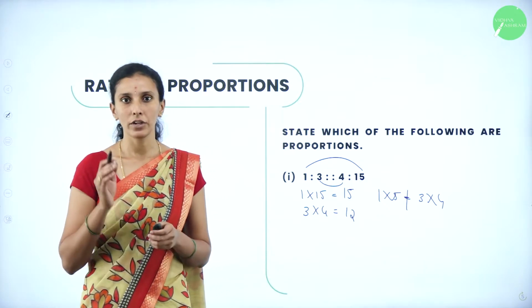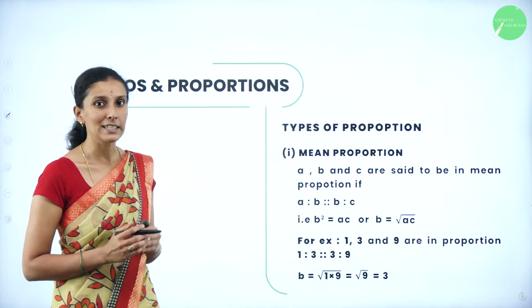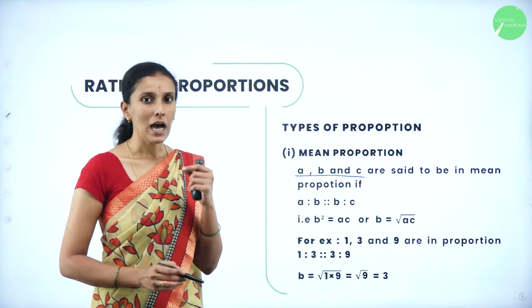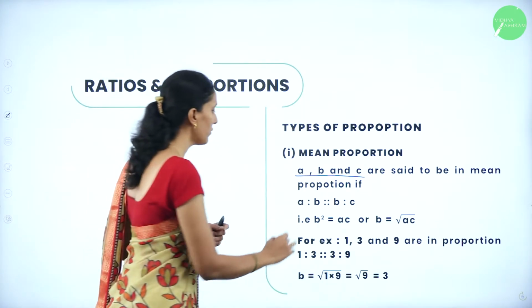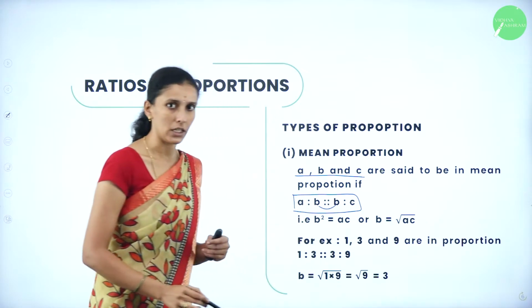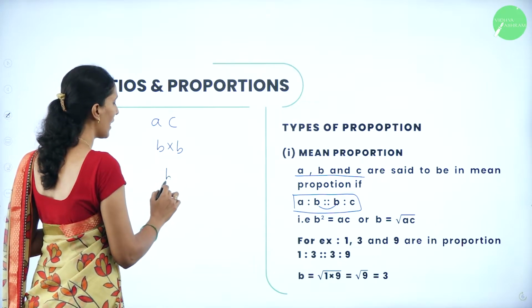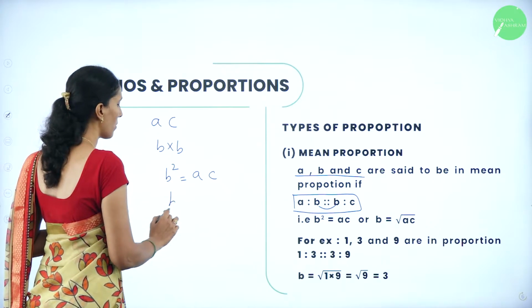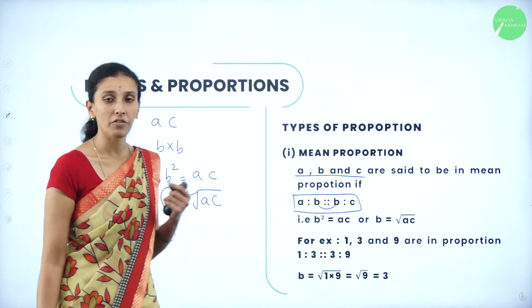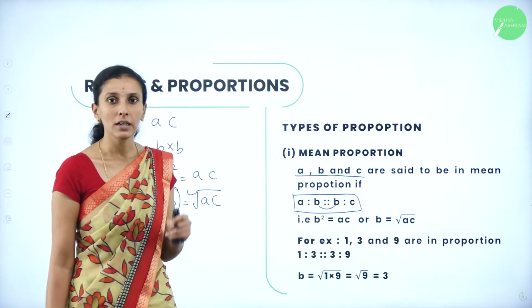Next, we will study different types of proportions. So the first one is mean proportion. What do you mean by this mean proportion? Now we have 3 terms, that is A, B, C, which are said to be in mean proportion if A is to B is proportional to B is to C. That is, the means are same here. That is nothing but A into C must be equal to B into B, or we can write this as B square is equal to AC, or B is equal to root of AC. If the value of B is equal to the square root of AC, that is square root of the extremes, then we say the given proportion is a mean proportion.